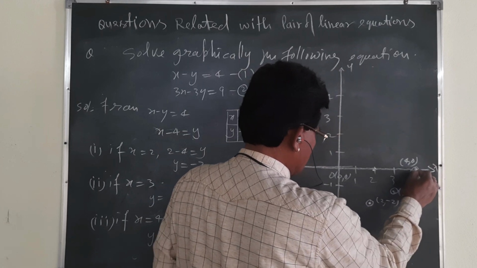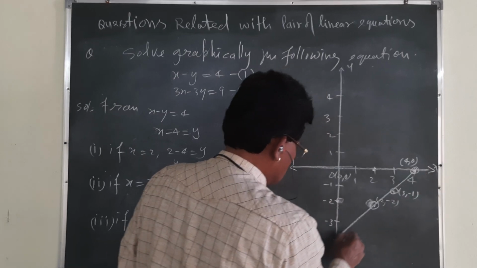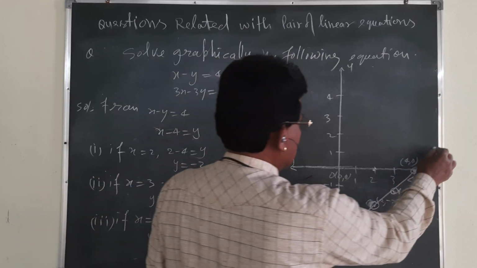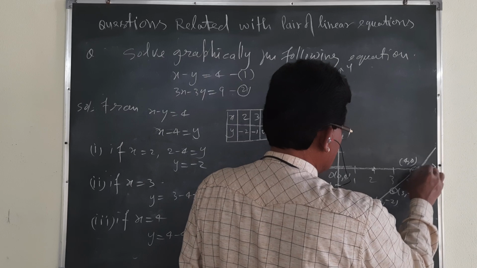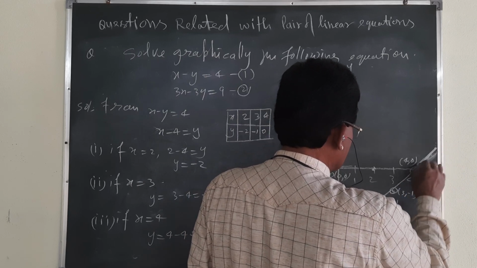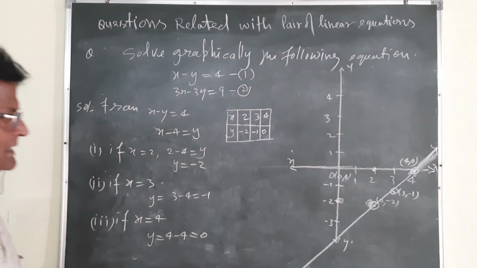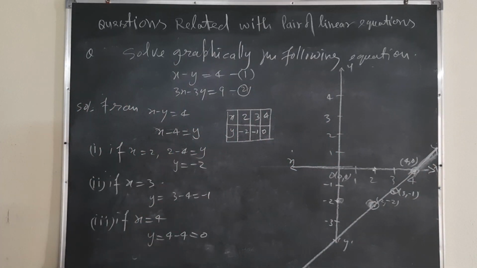Okay, you draw the graph, and you will have to see all these points lying on the same line. We have drawn the graph of the first line. Draw the straight line, because it is a linear equation. That is why the graph of this linear equation will be a straight line. This is the graph of the first line.